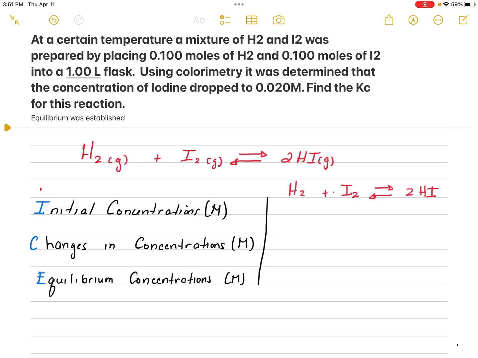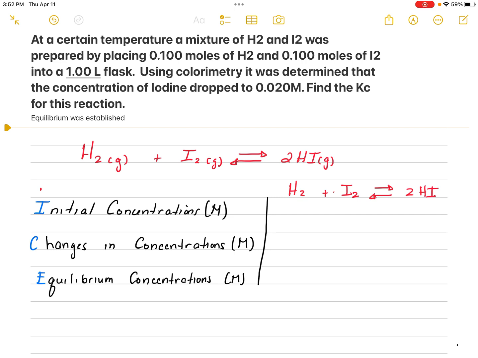Okay, so here's how you calculate the equilibrium constant when you have some of the concentrations. At a certain temperature, a mixture of hydrogen gas and iodine gas was prepared by placing 0.1 moles of hydrogen and 0.1 moles of iodine into a 1-liter flask. Using colorimetry, it was determined that the concentration of the iodine had dropped to 0.020 molar. Find the equilibrium constant for this reaction.